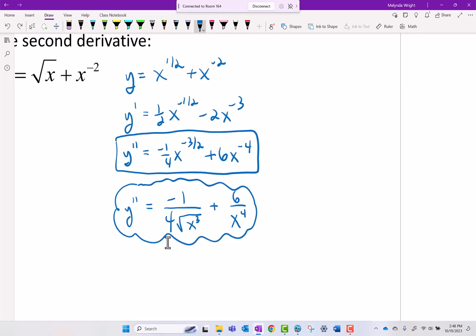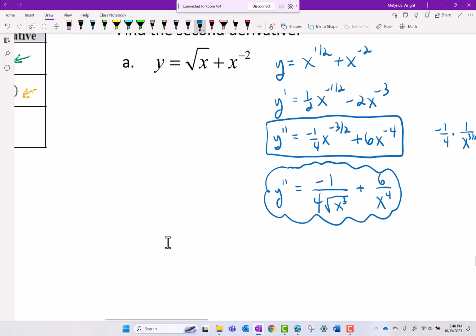So if this would be like negative 1/4 times 1 over x to the 3/2, right? Remember, a negative exponent, if it's in the numerator, I could push it to the denominator and it becomes positive. Okay. So that's why that's down there. And then I changed this into a radical. Remember, is that okay? Yeah. Okay. Any other questions?